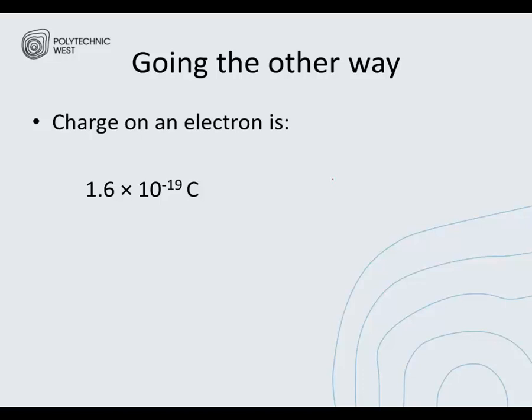Okay, now supposing we want to go the other way, we have a number in scientific notation, and we want to open it up. Here's the charge on an electron, 1.6 times 10 to the minus 19 coulombs.